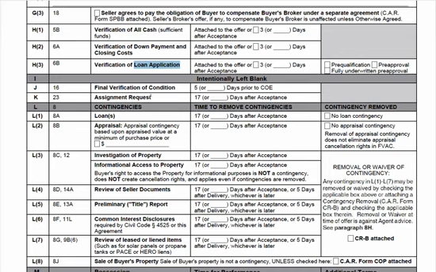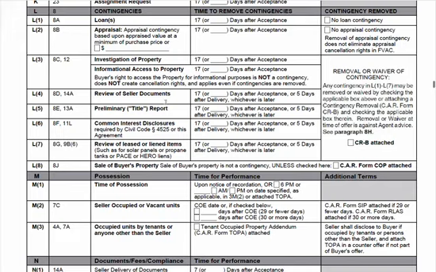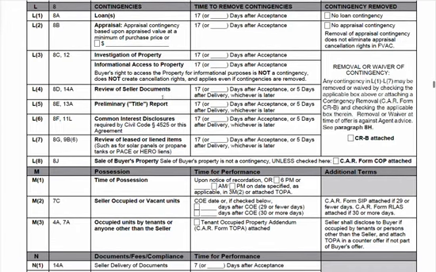So there's things like final verification of condition for the final walkthrough. I'd leave it. Assignment request. God forbid someone wants to assign the transaction. I don't even entertain that. I counter that out immediately. Assignments have just left a path of destruction.